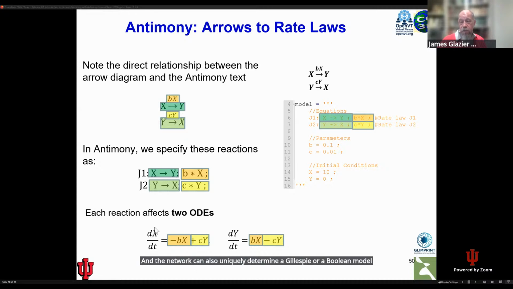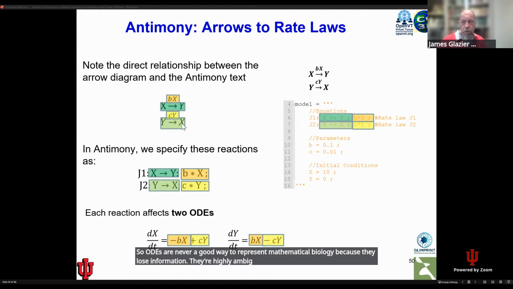uniquely determines the ODEs, and the network can also uniquely determine a Gillespie or a Boolean model. If I give you the ordinary differential equations like this, you cannot infer what the network was that generated them. So ODEs are never a good way to represent mathematical biology because they lose information. They're highly ambiguous. The antimony specification is completely unambiguous.